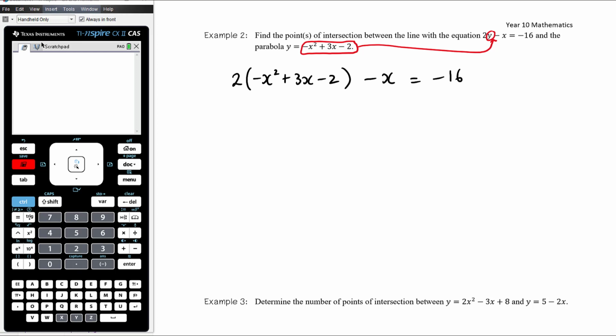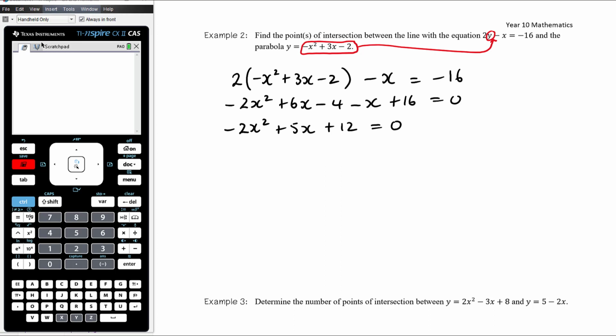And so then we need to focus on solving this quadratic equation. So let's expand out the bracket: 2x squared plus 6x minus 4, minus x, and let's add the 16 as well while we're here. Okay, let's collect like terms. 2x squared plus 5x minus 4 and plus 16 is plus 12.